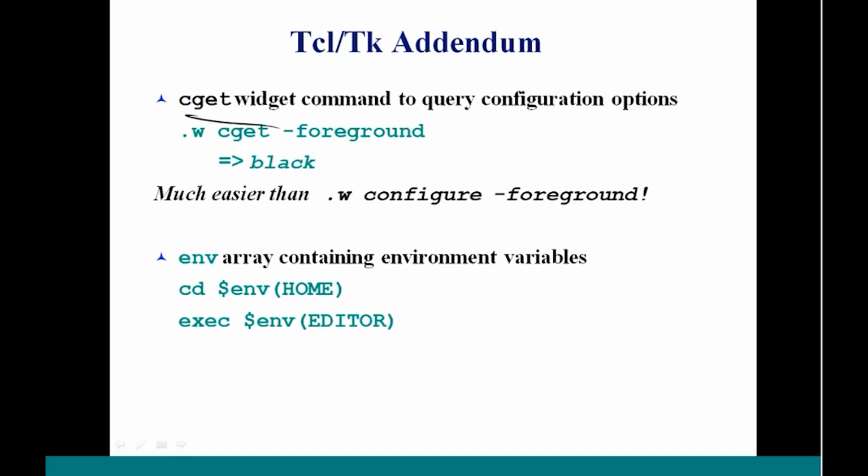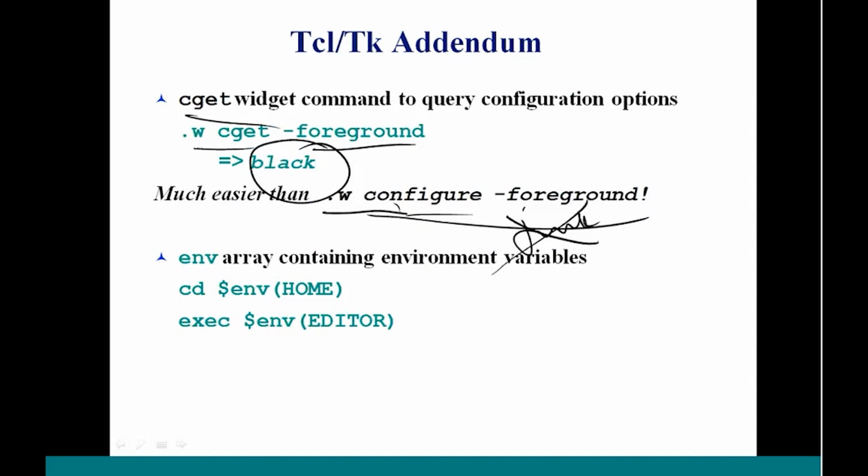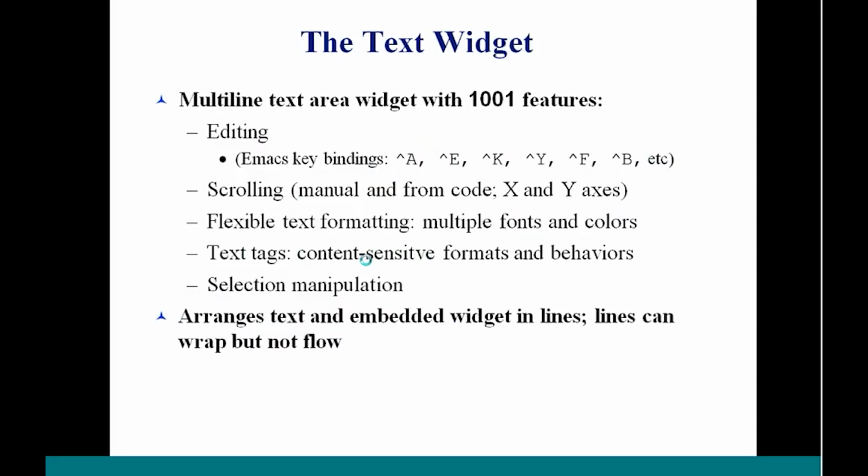So a few more things. This is something that we already talked about, the cget widget command. Essentially we say cget foreground, and it just gives the black. Again, as I said earlier, it's much easier than doing www configure and dash foreground. This gives all kinds of junk, right? We don't need this. Now, similar to Perl, the env array contains the environment variables. So env home, env editor, things like that.